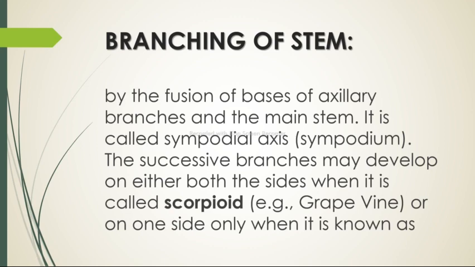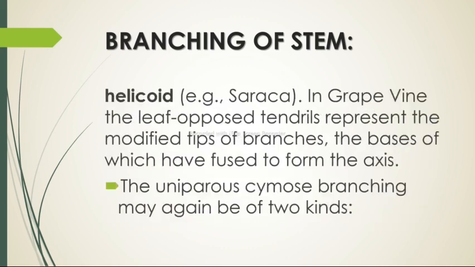The successive branches may develop on both the sides, when it is called scorpioid, for example in grapevine, or on one side only, when it is known as helicoid, for example in Saraca. In grapevine, the leaf-opposed tendrils represent the modified tips of the branches, the bases of which have fused to form the axis. The uniparous cymose branching may again be of two kinds.